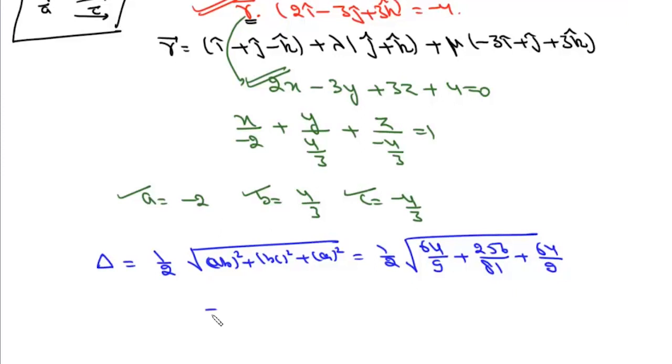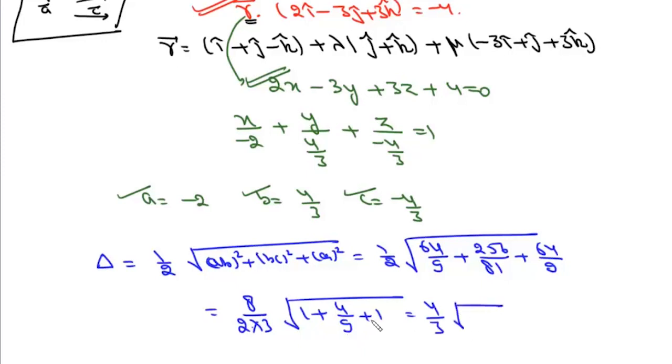We'll take 64 by 9 common, so it will be 8 by 2 into 3, and here will be this 1 plus 4 by 9 plus 1. So this is 4 by 3, and here will be 18 plus 4, 22, 22 by 9. So it will be 4 root 22 by 9. So the area of this triangle is 4 root 22 divided by 9, and that is the answer to this question.